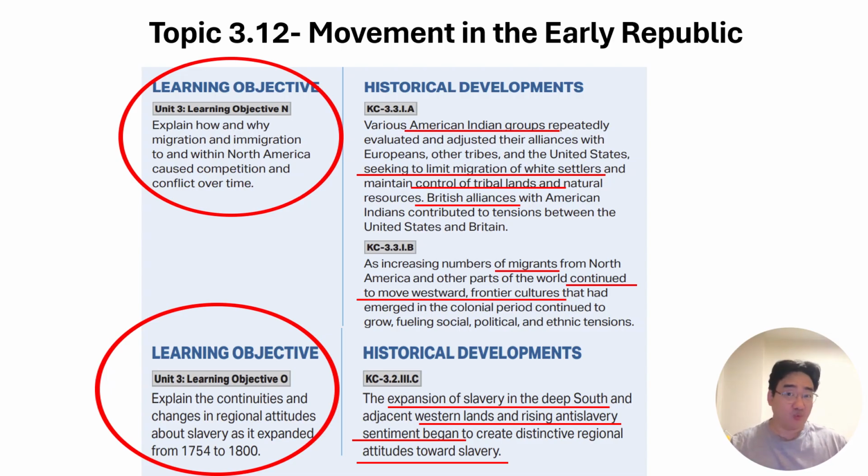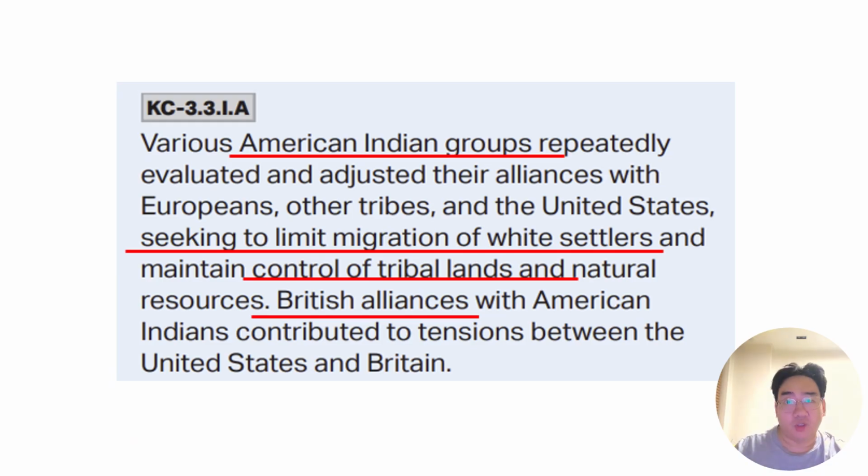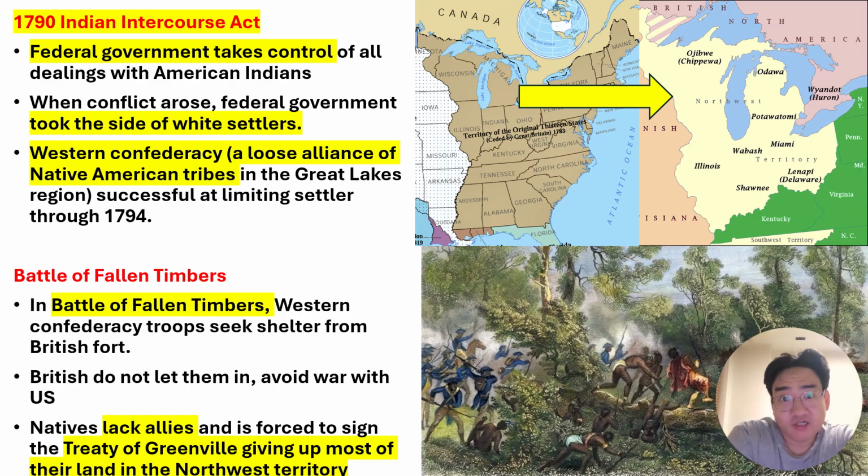So, the next theme that we're going to be talking about, last time we talked about identity. Now we're going to be talking about migration and movement of people. Please pause this and read both objectives as well as the historical developments. We're going to be talking about migration, so please pause this, read the key concept, and then we'll move on. So migration, where are the American settlers moving? They're moving to the west.